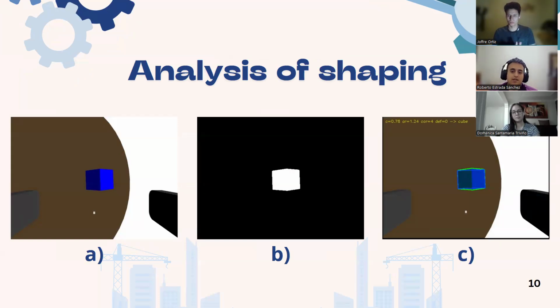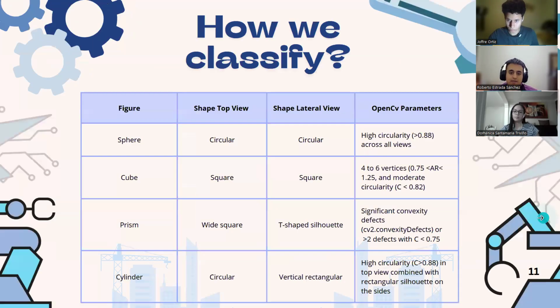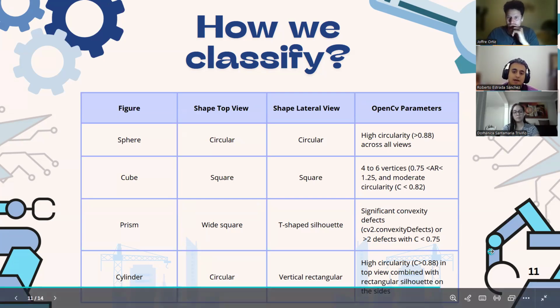The classifier takes the raw camera feed, applies a binary mask, and then analyzes contour properties like circularity, aspect ratio, and convexity defects. In the next slide, we can see the table that summarizes the logic. A sphere has a high circularity in all views, a cube has 4 to 6 vertices, a spring shows convexity defects, and a cylinder is circular from the top but rectangular from the side.